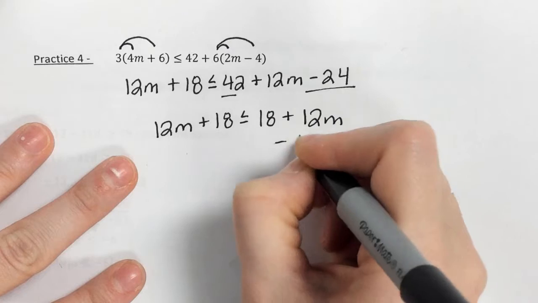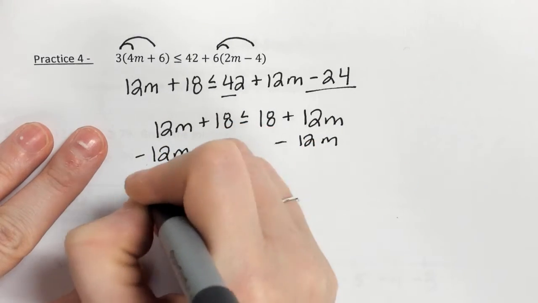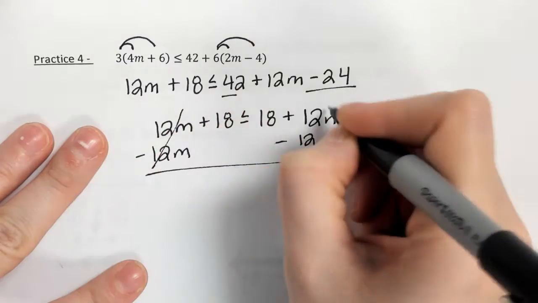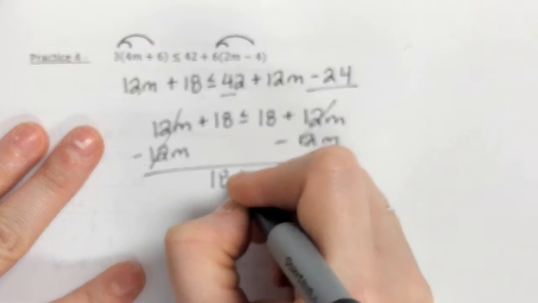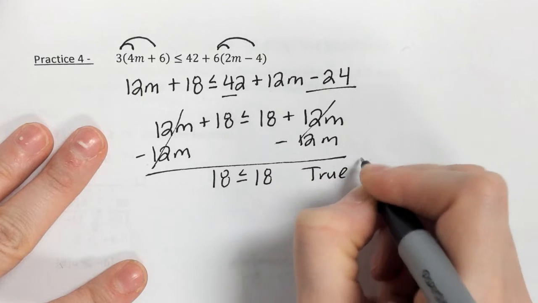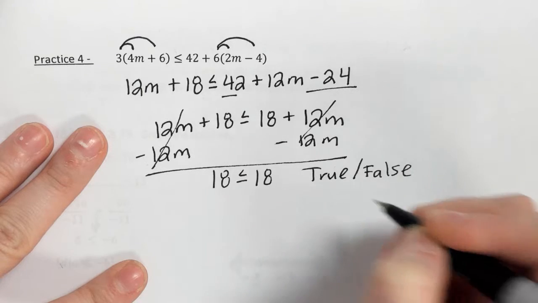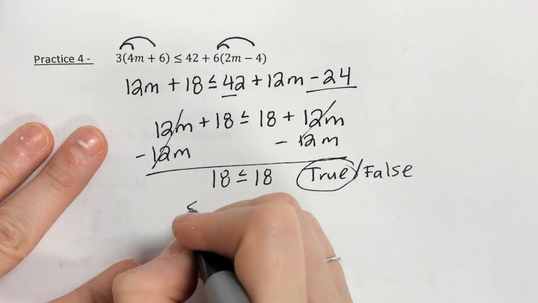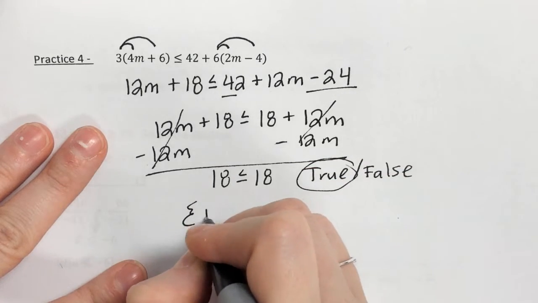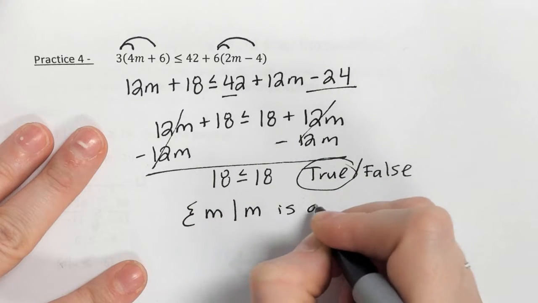Okay, so your m's should be eliminating. And you get 18 is less than or equal to 18. So then ask yourself, is this true or false? True. So make sure you're writing it in the correct way. So for m, m is a real number.